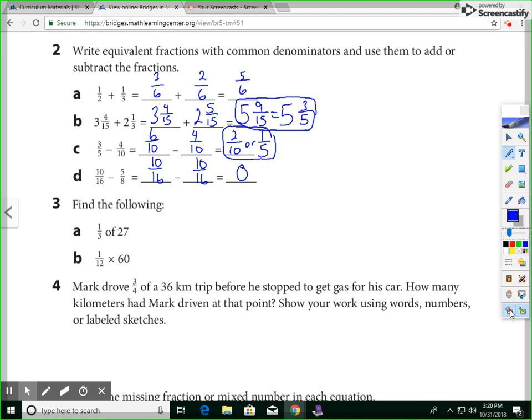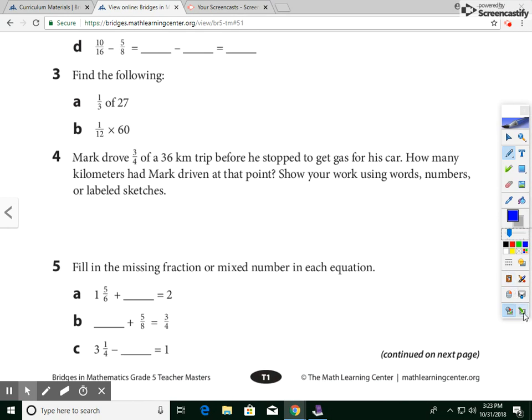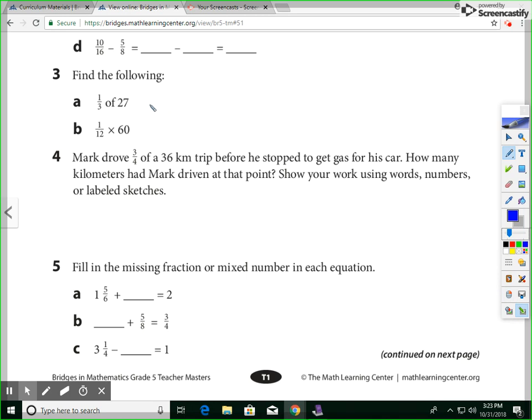Okay. Moving on to number 3, get a little bit away from that adding, subtracting. And now this time it's asking us what is 1/3 of 27. There's a whole bunch of different ways to think of this. You might just draw a little number line. And if the whole number line is 27, we're splitting it into 3 equal parts. So 27 divided into 3 equal parts. 27 divided by 3 is 9. So 1/3 would be worth 9.